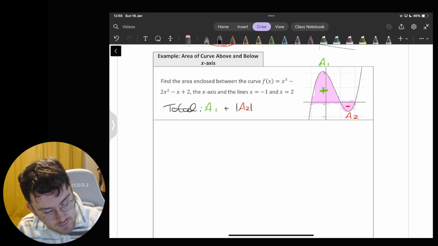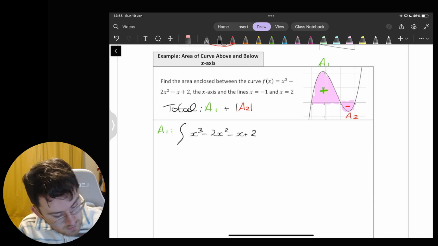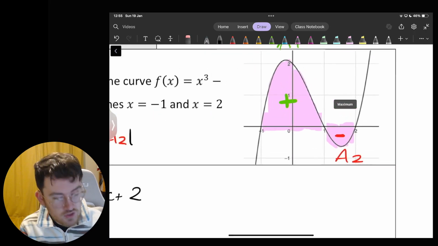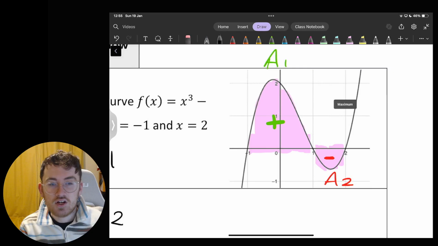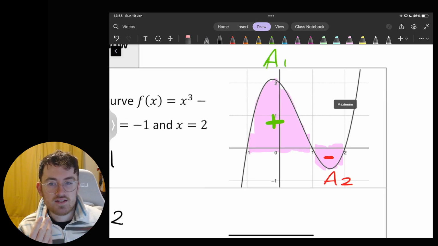So let's look at that. We'll start with A1 here. So A1 is the integral of my function x cubed minus 2x squared minus x plus 2 between 0 and 1. Okay, so zooming into my function here, we can hopefully see, or not even 0, it's minus 1, excuse me, but from minus 1 to 1 is the region where the function is above the axis. 1, which is the root, is where the function goes below the axis.